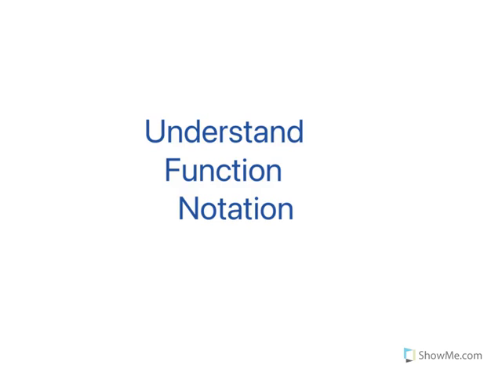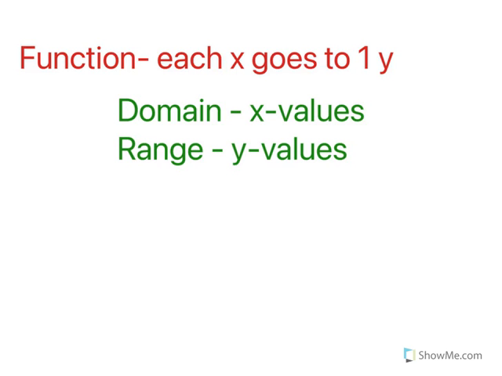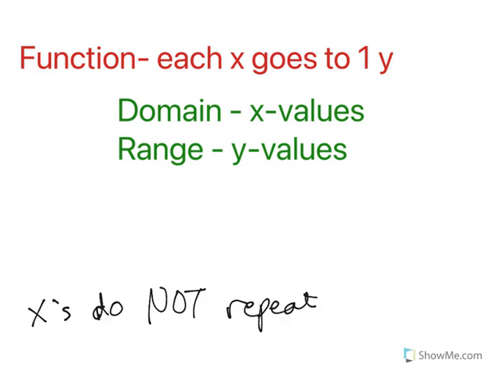Let's understand function notation. Now, a function is where each x goes to exactly one y. So the big thing is here, x's do not repeat. That's the deal with functions. Now, the domain is the x values and the range is the y values. So that's something to keep in mind as we go.